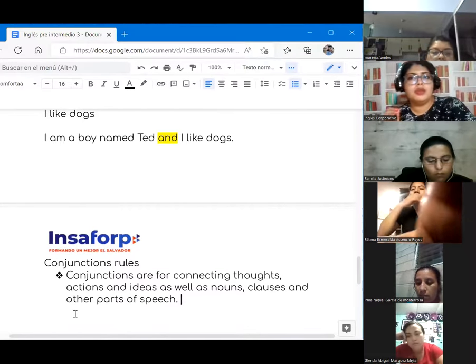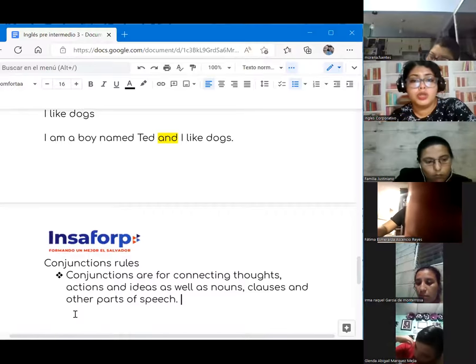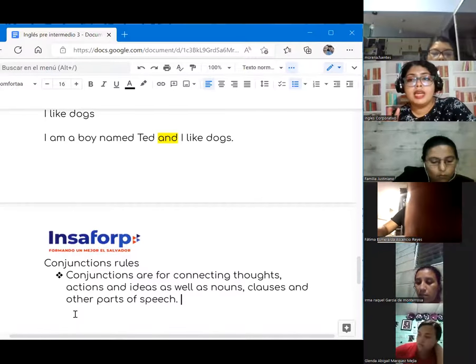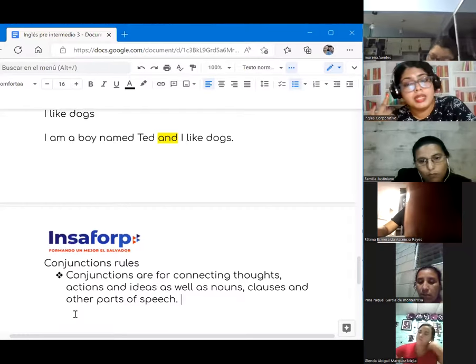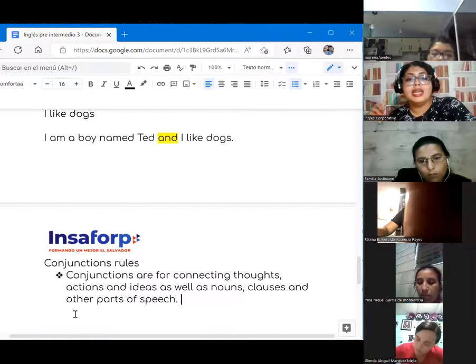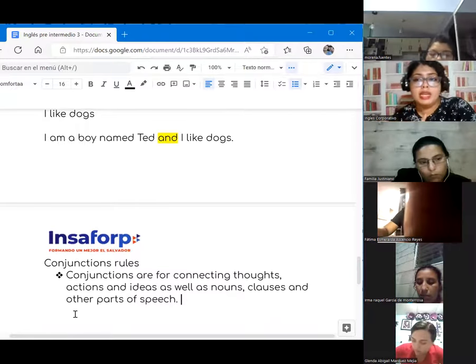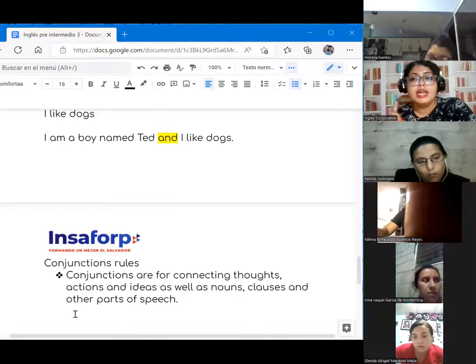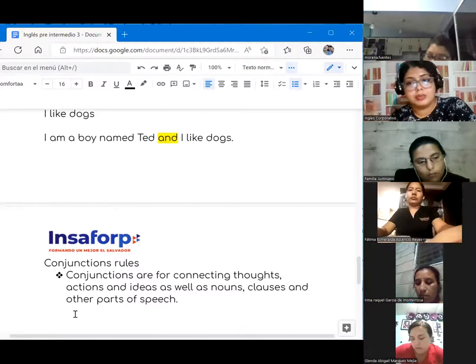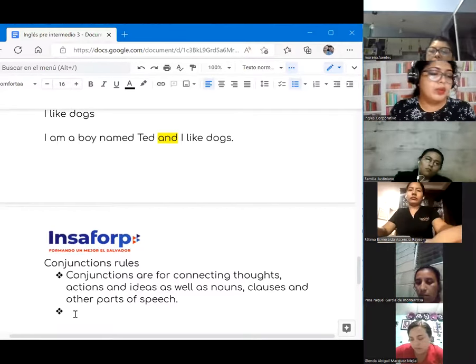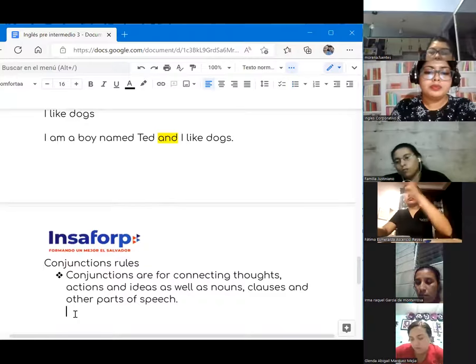Okay, we know that we are going to use the conjunctions to connect. But in this case, we are going to connect different things. Vamos a conectar pensamientos, acciones, ideas. También vamos a conectar nombres, cláusulas y otras partes del diálogo. En este caso, part of a speech. Otras palabras, ¿verdad? Las vamos a ir uniendo. Then, we have some examples.